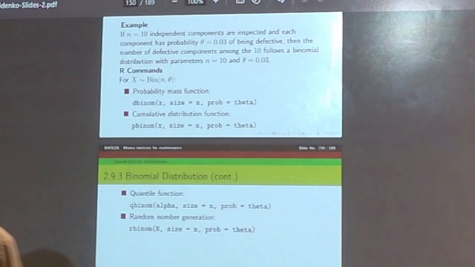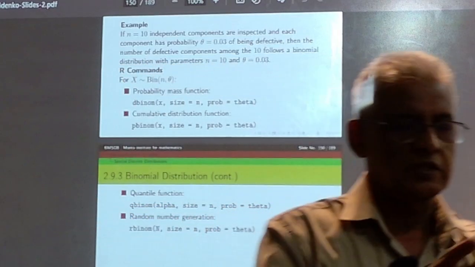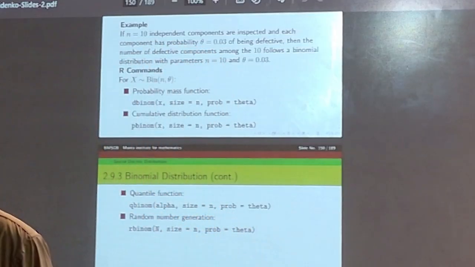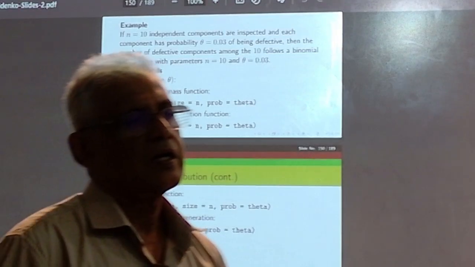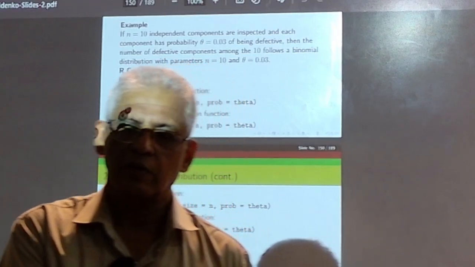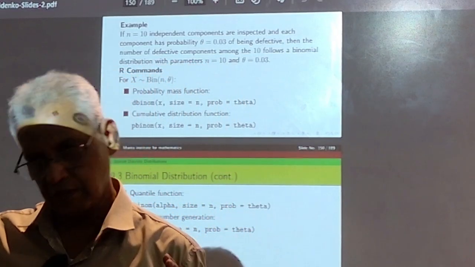So if you define x to be the number of defective items in this sample of 50 items, can we use the binomial distribution as the distribution of x? Right? X can take values from 0 to 50.